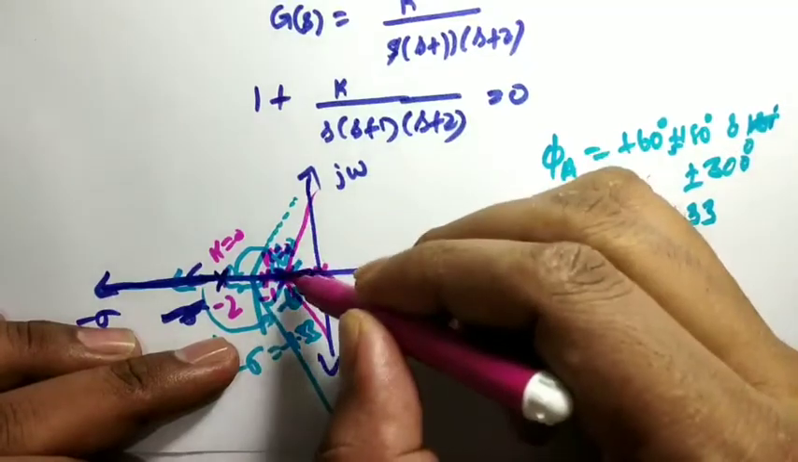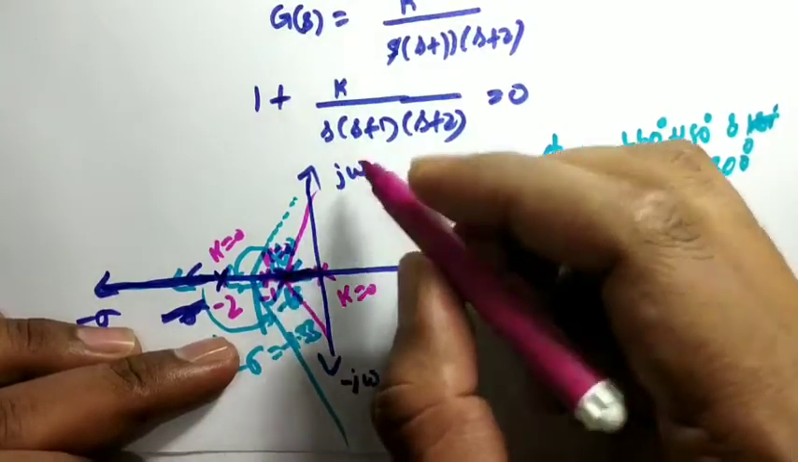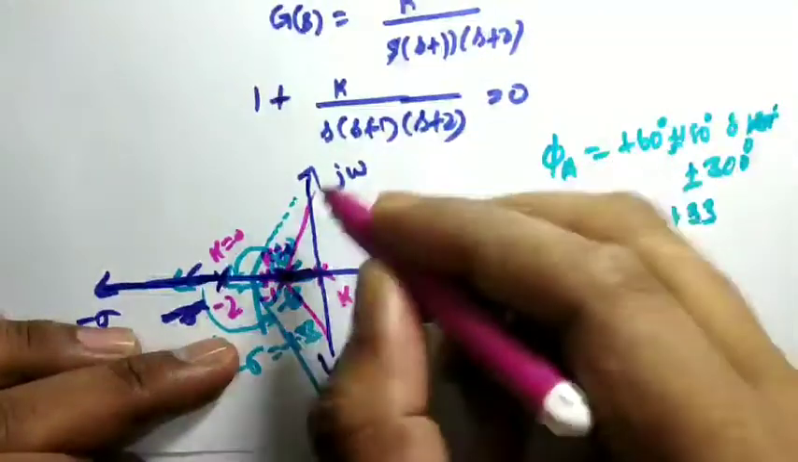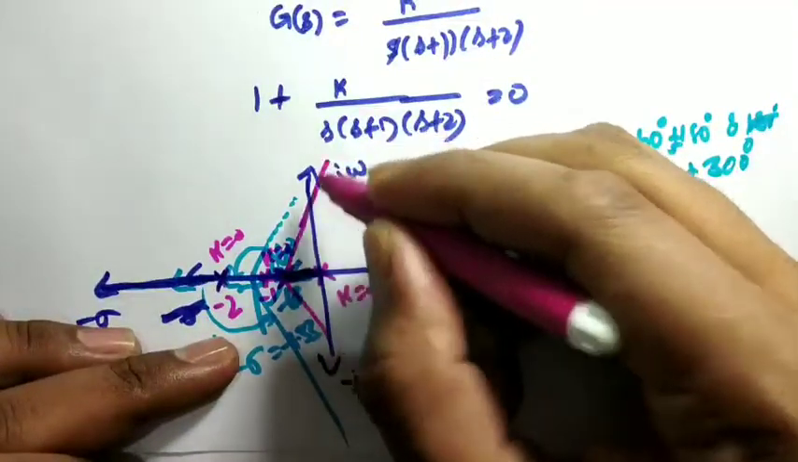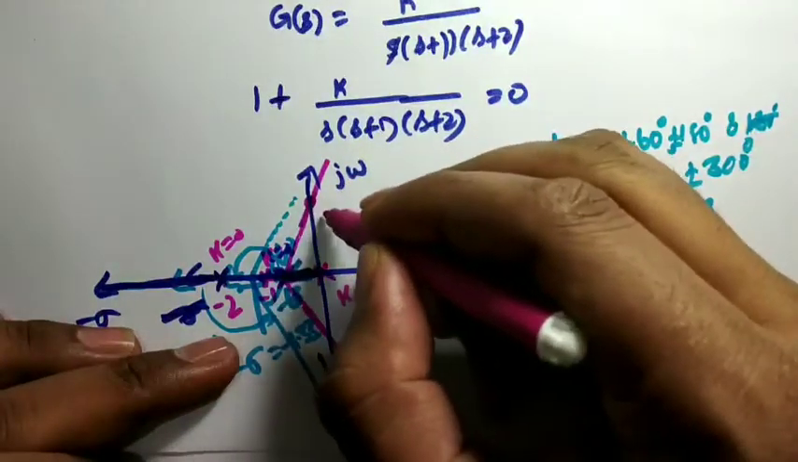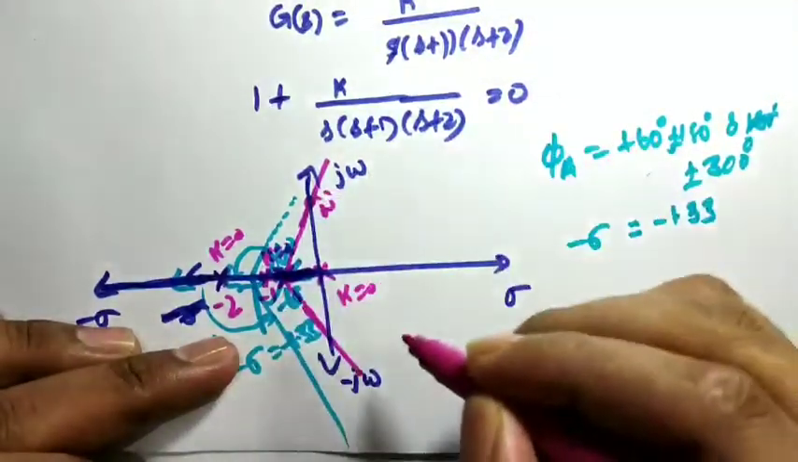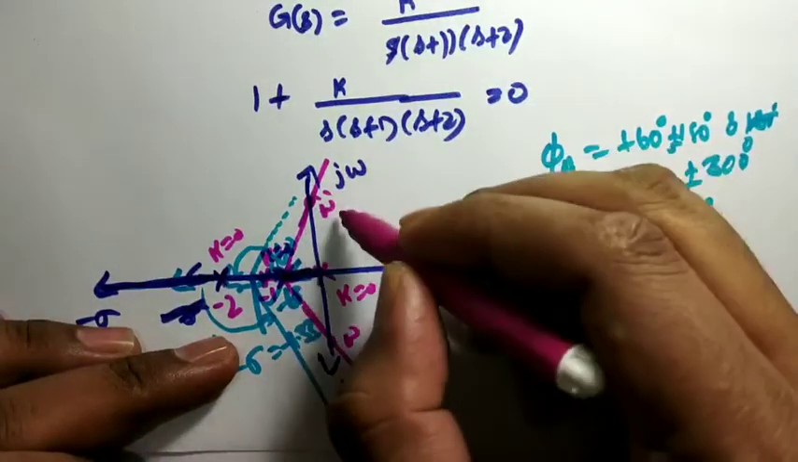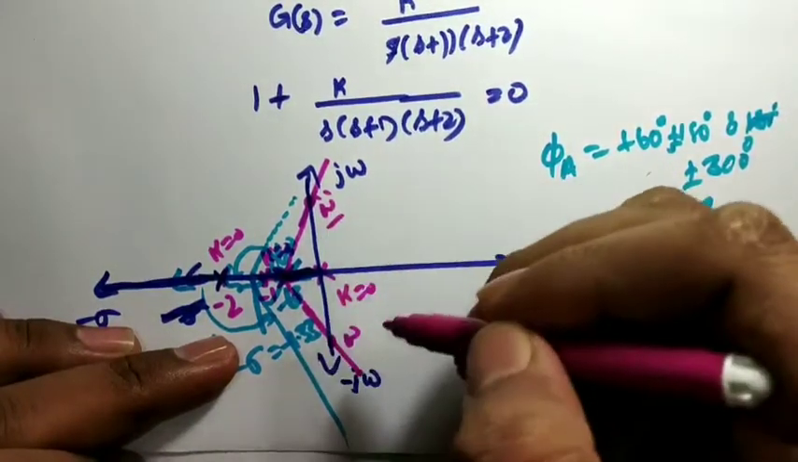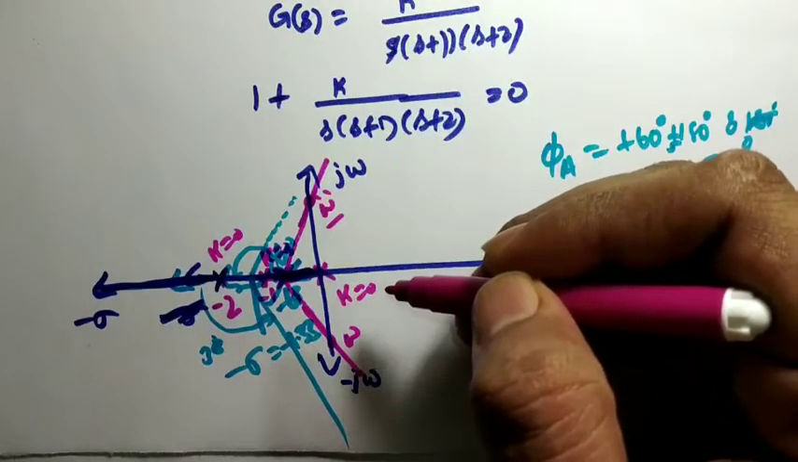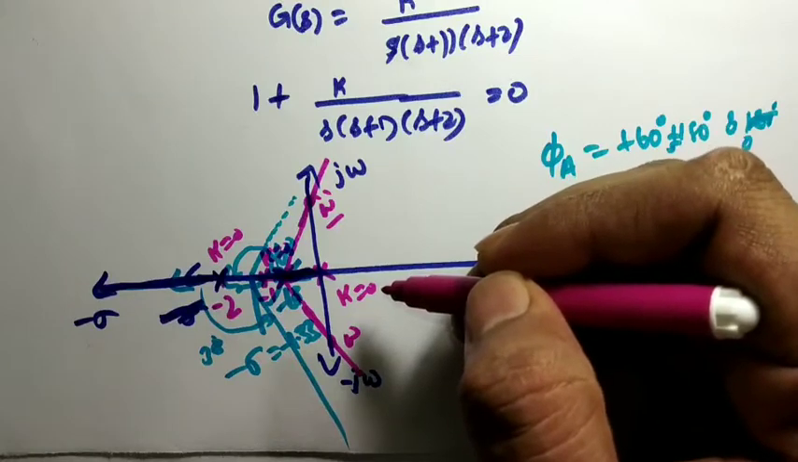I explained how to find the breakaway point. Now the eighth rule is to find the crossover point on the imaginary axis. So now they will move in this direction, and this root also will move in this direction. So what is the crossover frequency at this point? What are the k value and omega value we can find here? How to find this? To find that, what do we have to do?